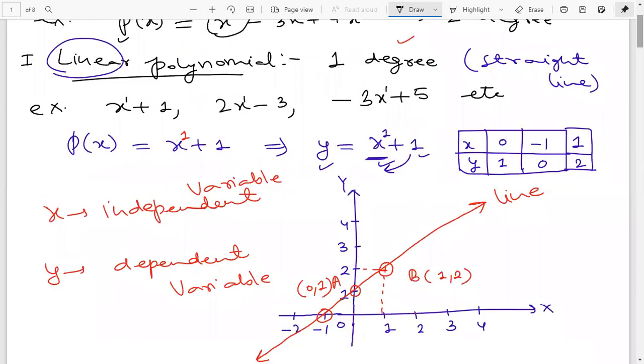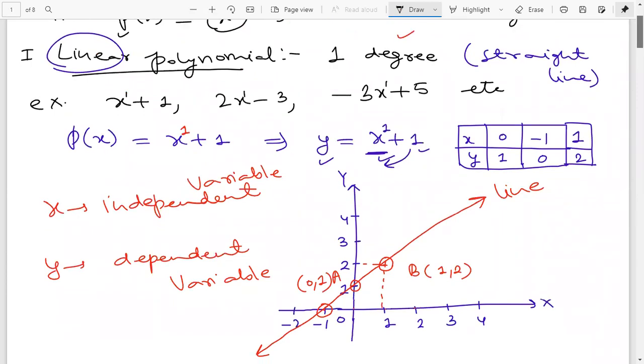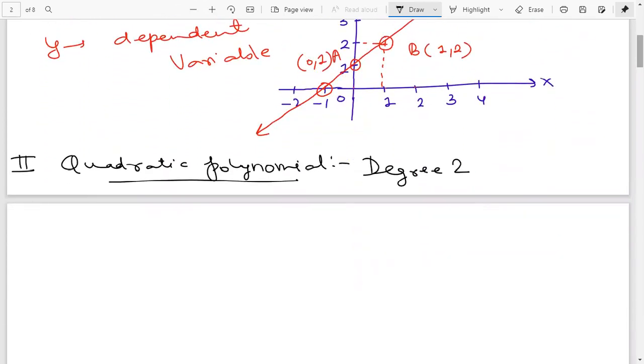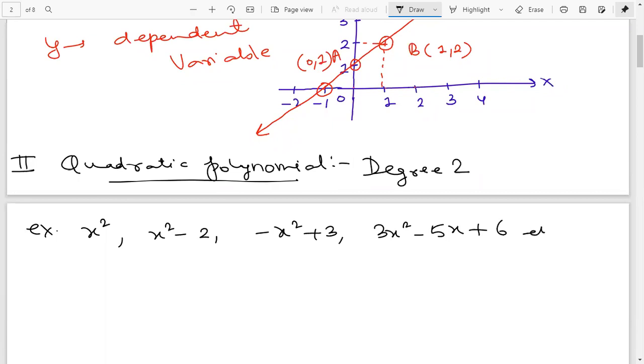So let me give you some other examples, and examples I have given you: x plus 1, x minus 3, minus 3x plus 5, etc. Any polynomial having maximum power of x as 1 is called a linear polynomial. In this case, for example, x square, degree 2, or x square minus 2, or minus x square plus 3, or 3x square minus 5x plus 6, any value, etc.